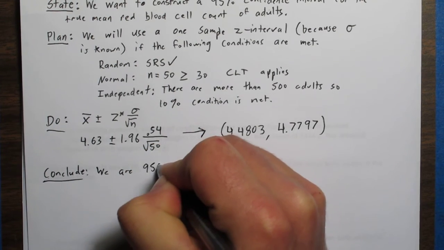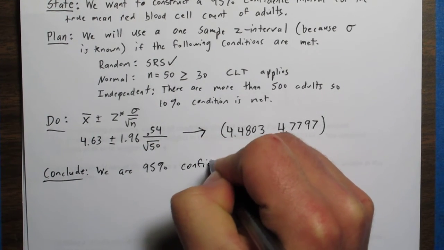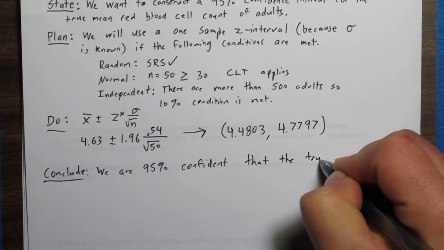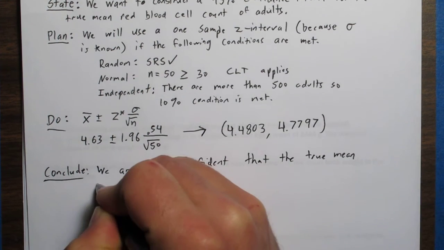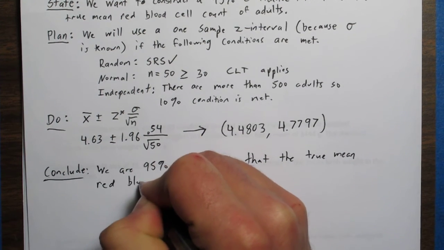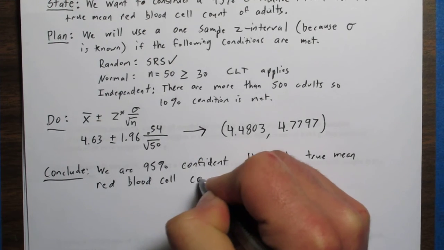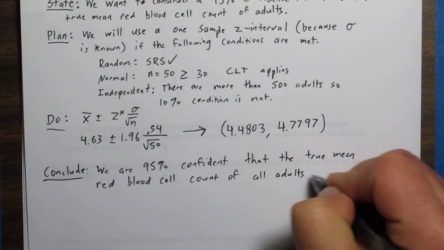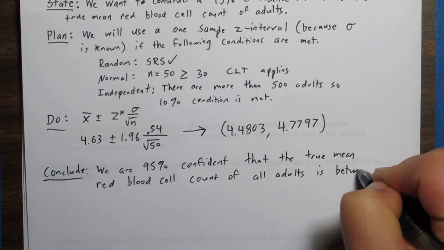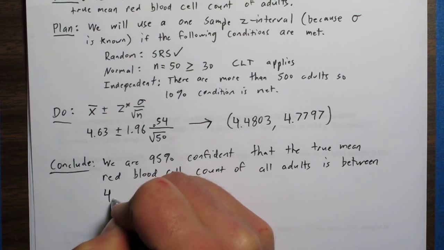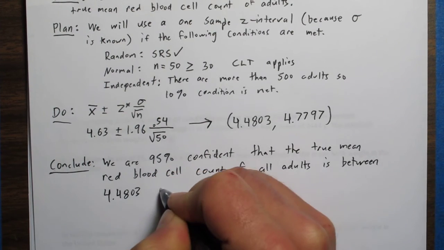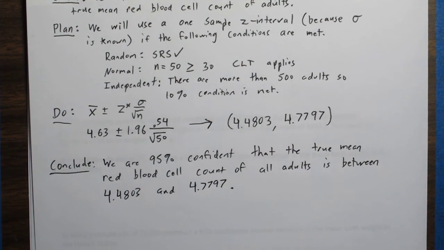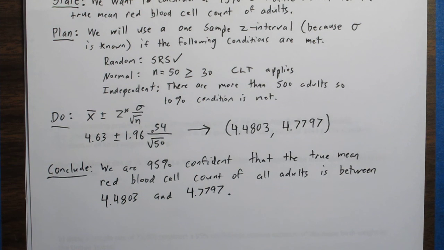We are 95% confident that the true mean red blood cell count of all adults is between 4.4803 and 4.7797. And with that, we're done.